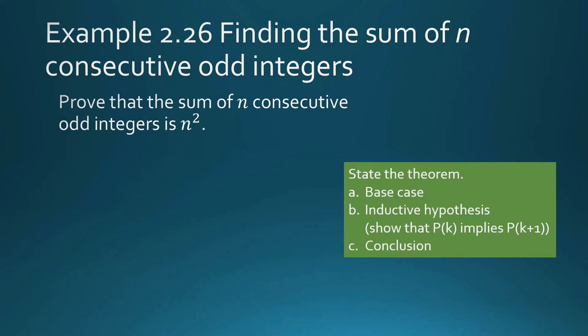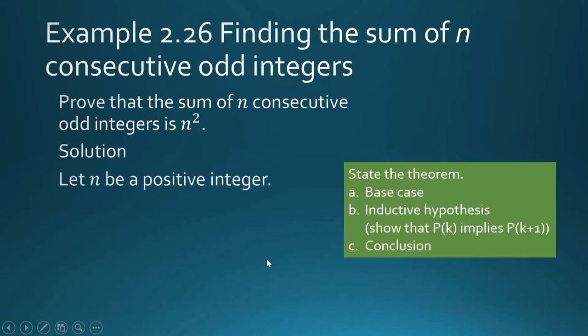So again, this is the organization of your proof. To prove a theorem by mathematical induction, you will of course state the theorem. And then you will begin the proof. And your proof has three parts. You have the base case. You will write the inductive hypothesis, and then you will show that P of k implies the statement is also true for the next integer. And if you have shown that, you will now make the conclusion.